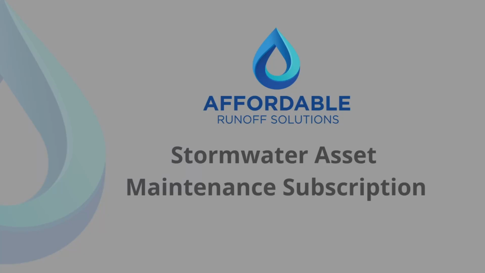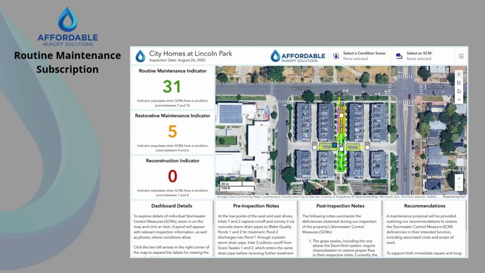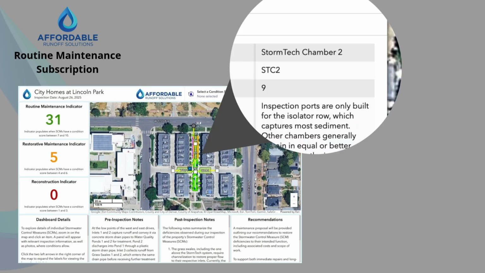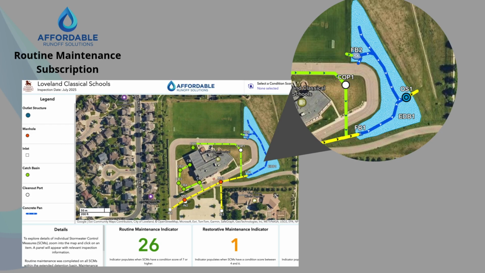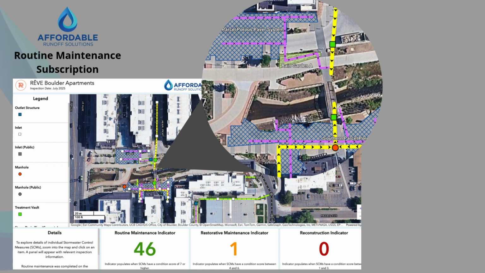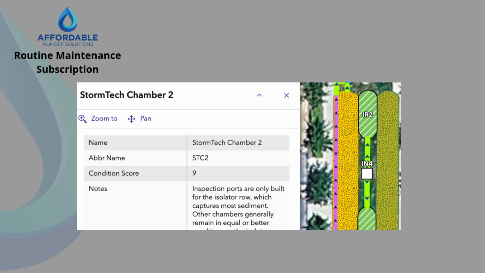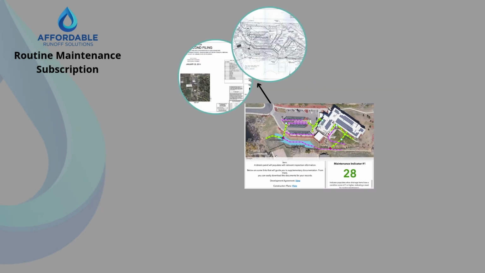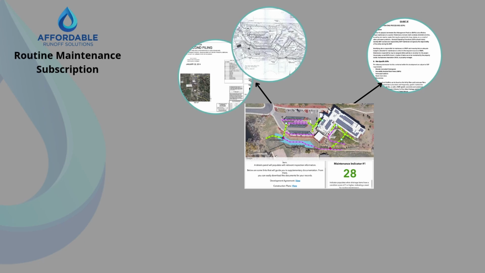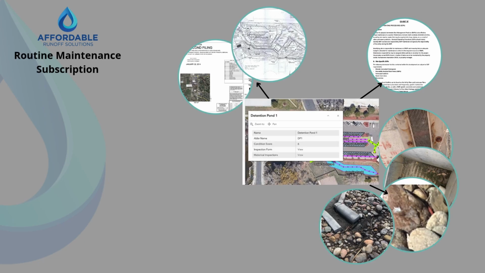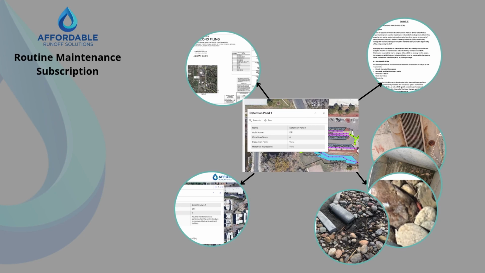Affordable Runoff Solutions Stormwater Asset Maintenance Subscription Program inventories, inspects, and organizes all of the property assets outside of the buildings, like underground stormwater control, extended detention basins or detention ponds, rain gardens, permeable pavers, and more. Our process involves representing each asset as a shapefile in our mapping software where we keep utility and drainage plans, standard operating procedures from the development agreement, site photos, and reports from our biannual inspection and routine maintenance site visits.